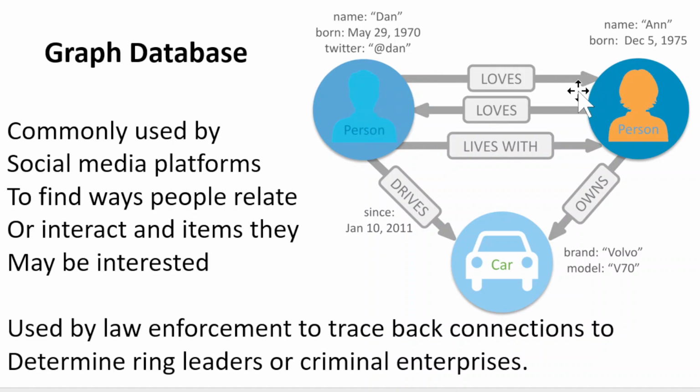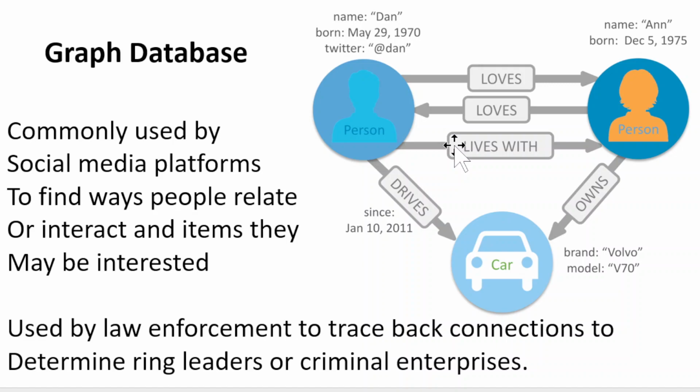They touch things. So person A loves person B. This guy, Dan, was born in 1970, has a Twitter handle, and loves a woman named Ann. She was born in 1975. Ann owns a Volvo. Dan drives the Volvo. That's a pretty good deal, he got her to buy him a car. He lives with Ann. They both love each other. And this goes across multiple layers. This is how, when you're on Facebook or TikTok or Instagram, they can say, hey, you might know this person. They go through layers and say, hey, you have 17 common associations with this other person. You might know each other.